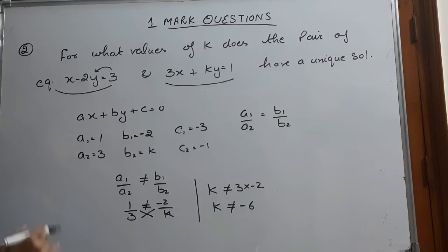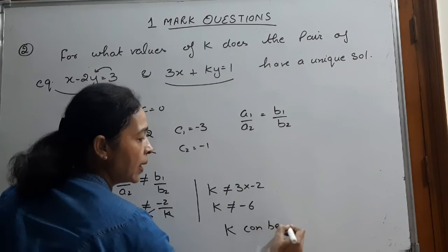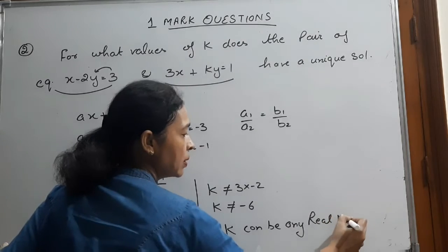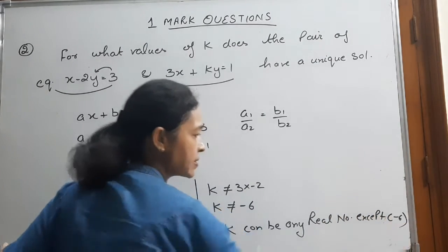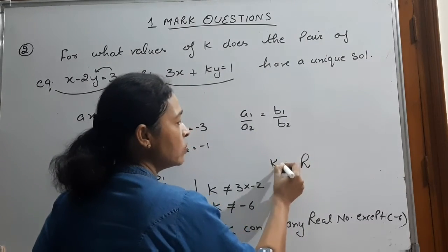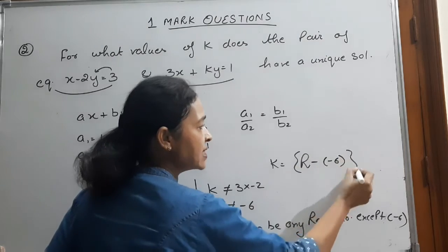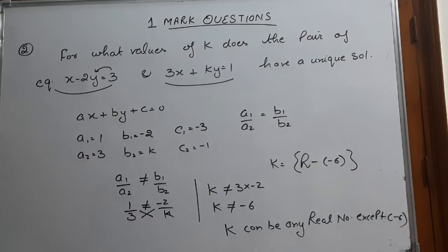But we have to find the value of k. k can be any real number except minus 6. Or you can write your answer as k belongs to R minus 6. Means except minus 6, every real number can be the value of k.